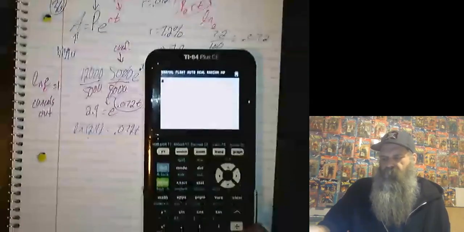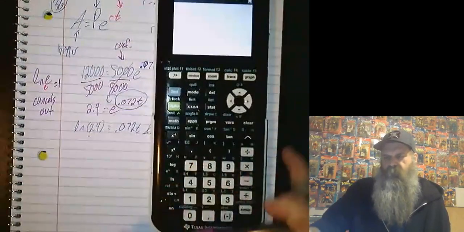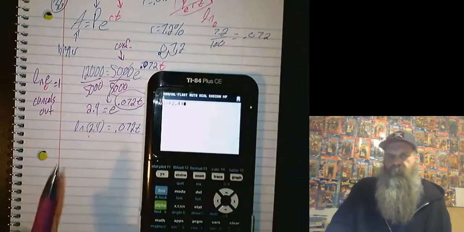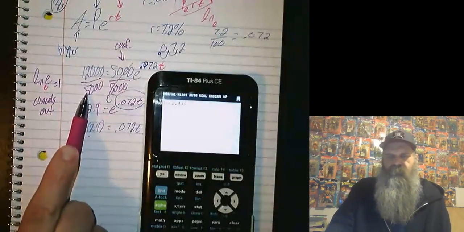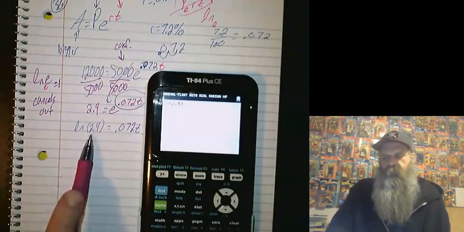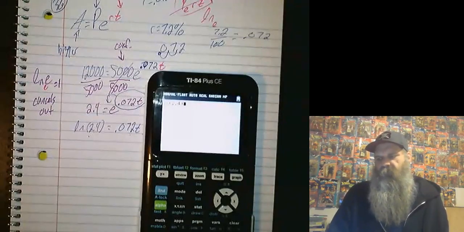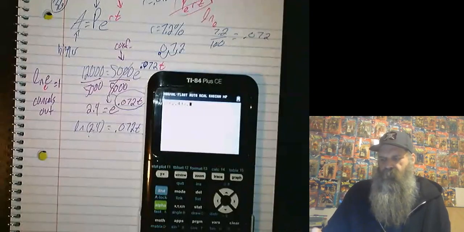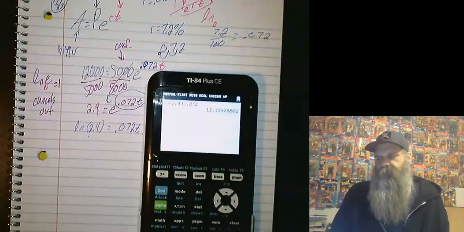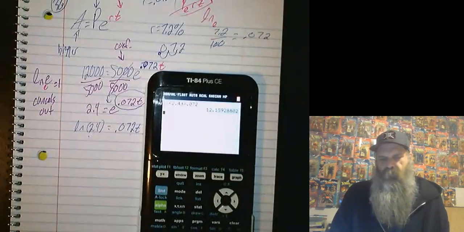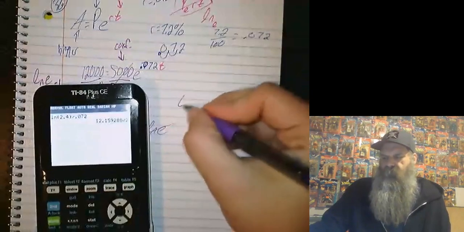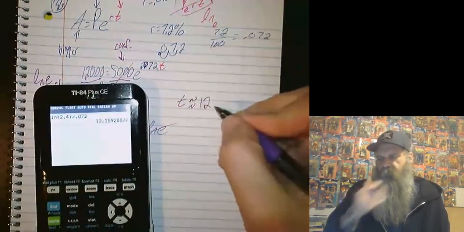And so natural log is down here, ln. Natural log of 2.4. You could leave it in as the natural log of 12,000 divided by 5,000, but 2.4 is pretty nice. And now I need to divide that value. I could hit enter or I could hit divide. I'll just hit divide by 0.072. And we get about 12 years. So T is approximately 12 years.